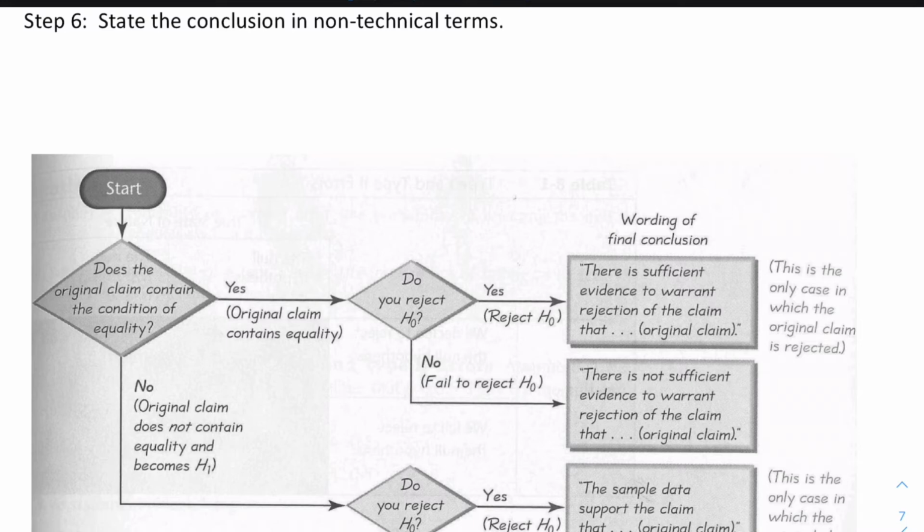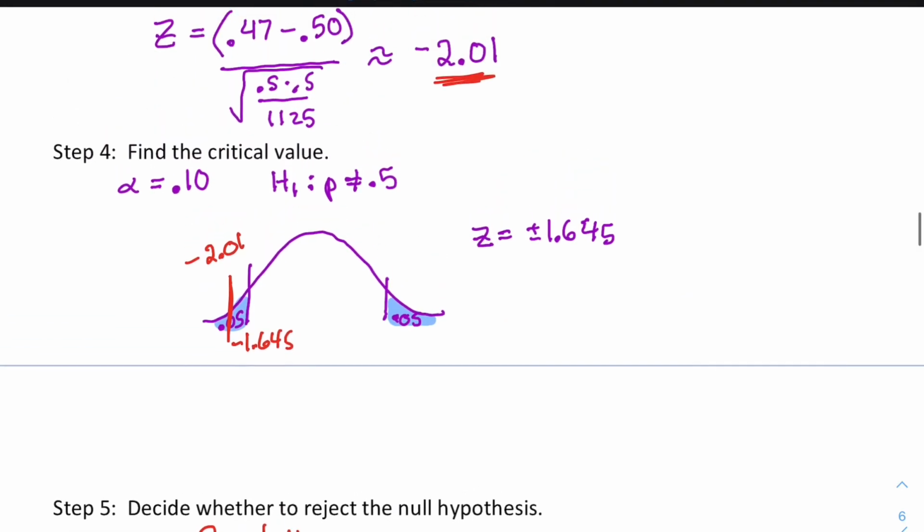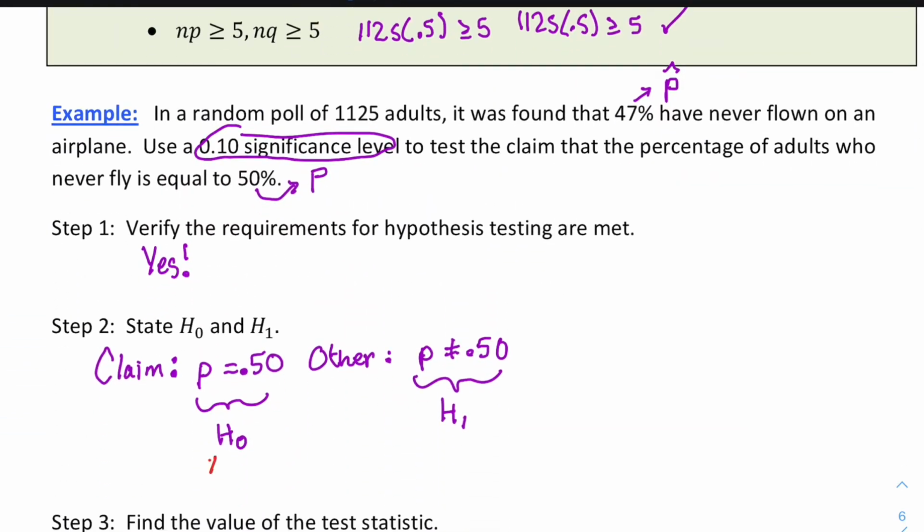So this is just for example, while you're getting started, to check yourself. If you follow this flowchart, it asks, does your original claim contain an equal sign? That would be yes for us. Did we reject? Yes, we did. That means there is enough evidence to reject our original claim. I just would recommend that you work on not using the chart.